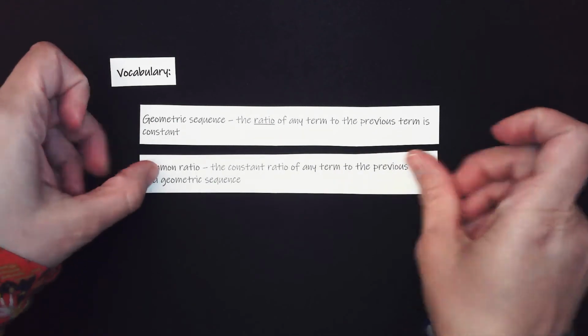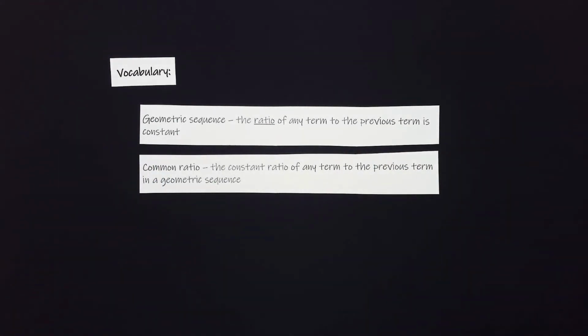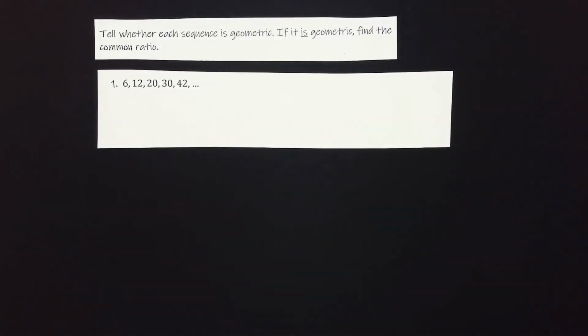A geometric sequence is one where the ratio of any term to the previous term is constant, so that you're multiplying each term by the same number. We call that ratio the common ratio. It is the constant ratio of any term to the previous term in a geometric sequence. It's that number that you're multiplying by each time. So in these series, or sequences, we're going to tell whether it is geometric. If it is, we want to find that common ratio.